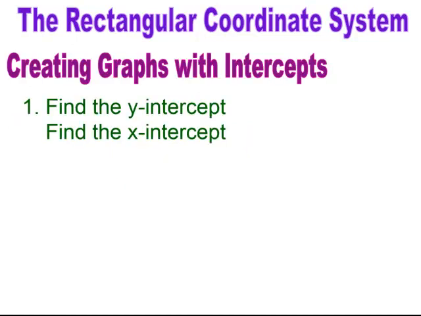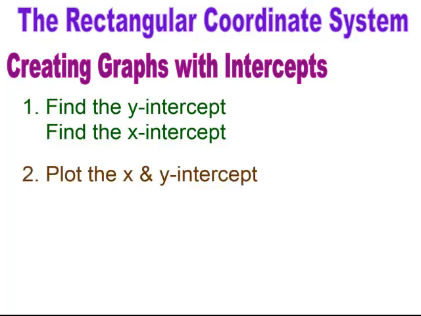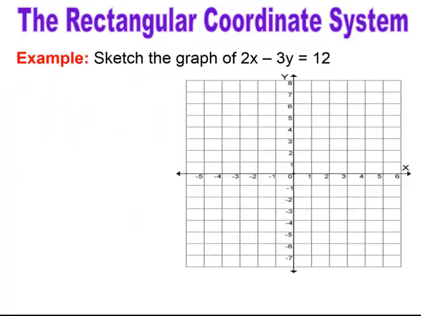What you'll be doing with these intercepts is graphing the equation. So when you're graphing an equation of a line, you can find the x and y intercepts, and then you're going to plot the x and y intercepts on the coordinate plane. And remember, the x-intercept will be on the x-axis, your y-intercept will be on the y-axis, and then you'll draw the line. So let's see what this looks like.